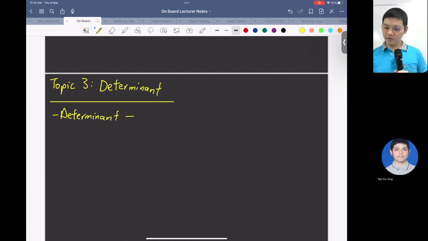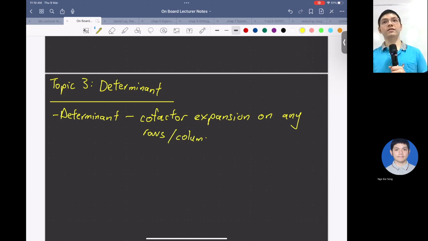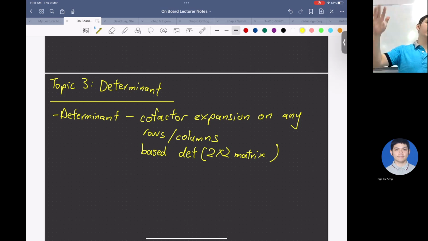What can you do? You can do cofactor expansion along any row or column. This works for any row and column, based on how you compute the determinant for the 2x2 case. So make sure you know how to compute the determinant of a 2x2 matrix. Everything starts from there, building up from 2x2.